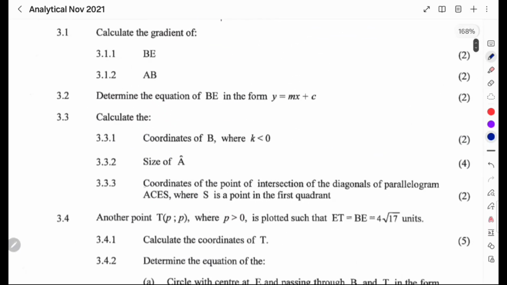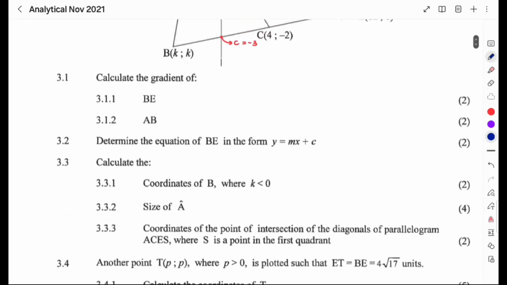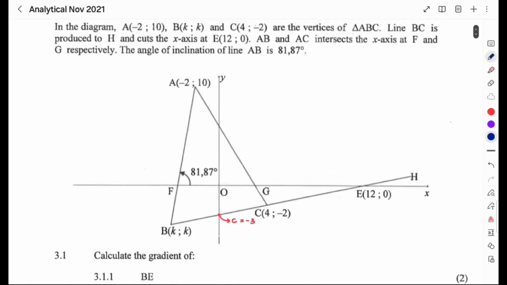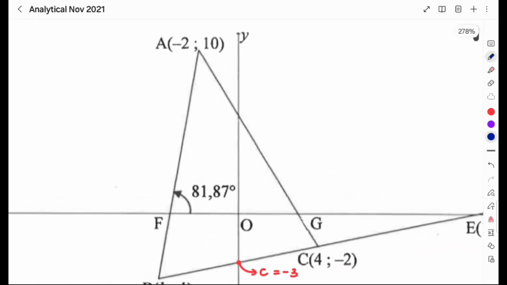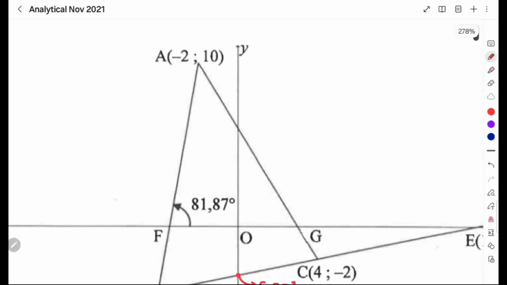Our next question is 3.3.2. Calculate the size of A. Now, if you notice, A is this angle over here. Another thing to take note of is you have the angle at F. You're looking for the angle at A.